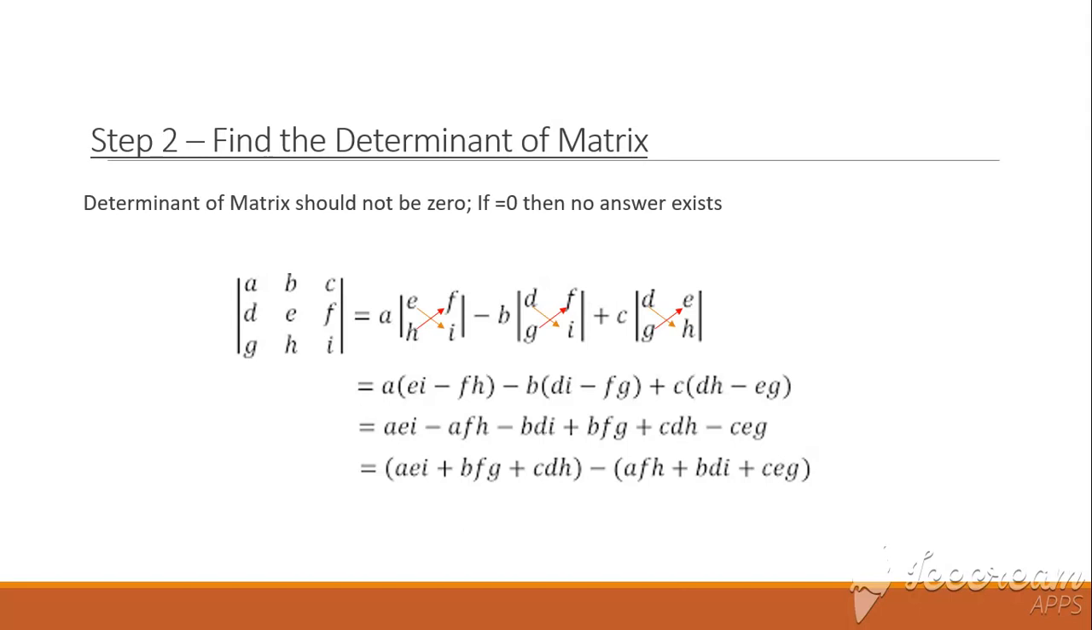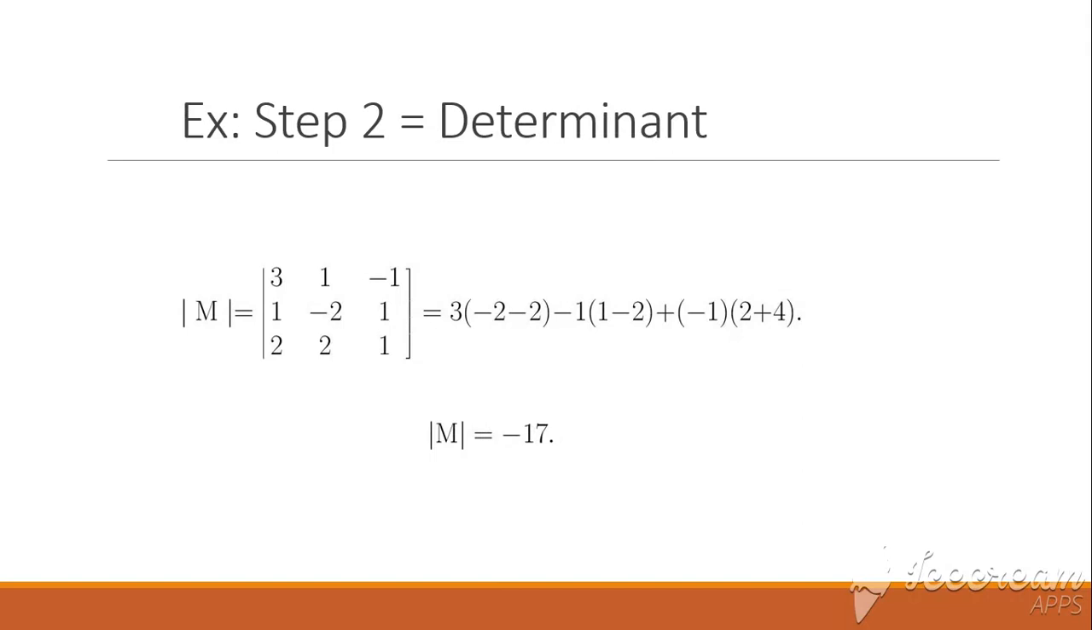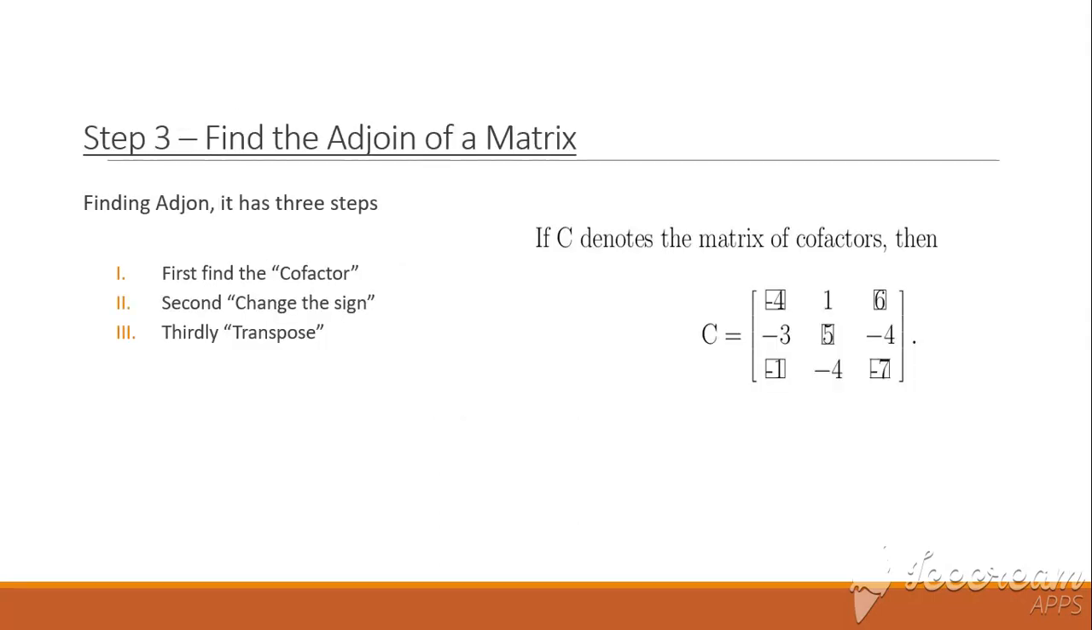But if all these letters a, b, c, d are difficult for you to understand, I'll go straight to our example. M is 3, 1, minus 1 and so on. So this is the expression: 3 multiplied by minus 1, into 1 minus 2 into 1, and so on. Finally it will come to minus 17. So this is the determinant. Okay, the first step is finished, and the second step also we have done.